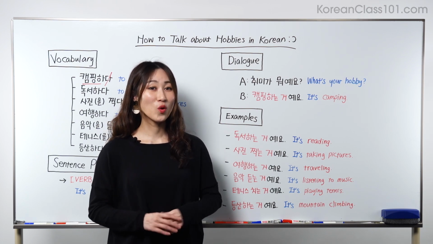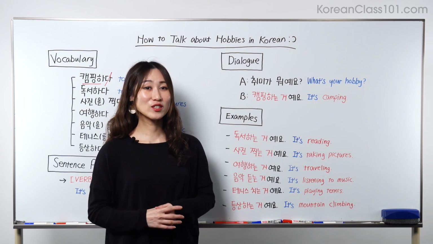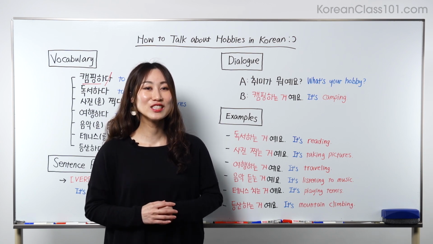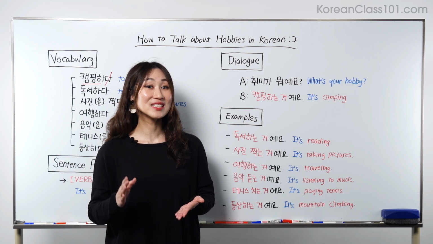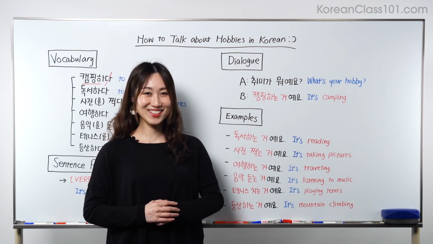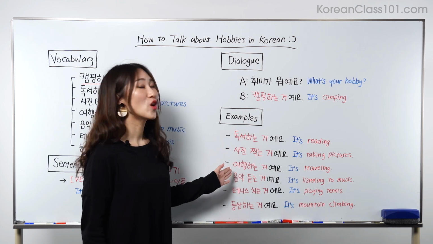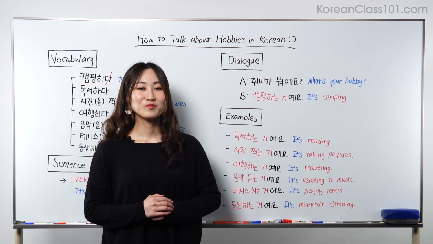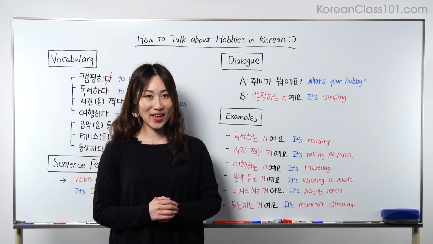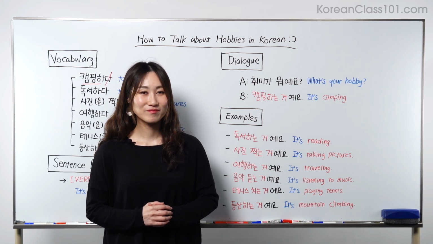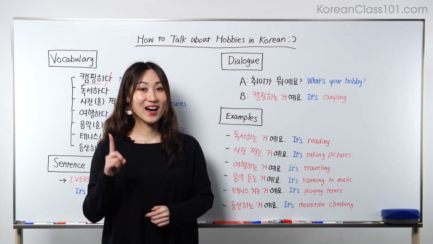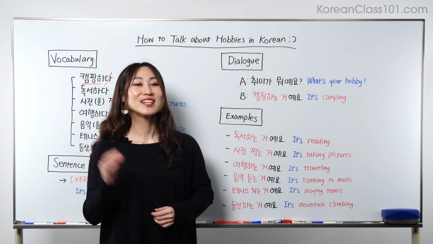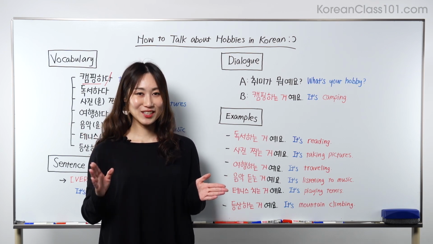사진을 찍다 or 사진 찍다. Just remove 다, so you only have 사진 찍, right? And just put 는 거예요. 사진 찍는 거예요. Next we have 여행하는 거예요. It means it's traveling. It's from the verb 여행하다. Remove 다, then you only have 여행하, right? Just put 는 거예요. 여행하는 거예요.